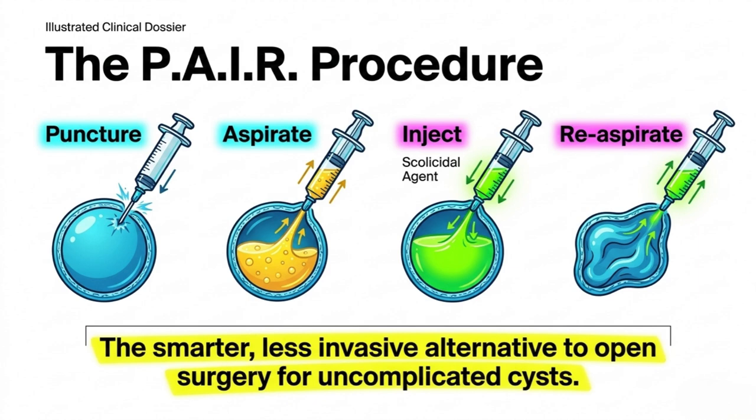First, you puncture the cyst with a needle. Second, you aspirate, pulling some of that fluid out. Third, you inject a specialized agent to kill the parasite. You wait a few minutes, and finally, step 4, you re-aspirate to suck it all back out. It's just an incredibly smart way to handle the cyst without having to open up the patient entirely.